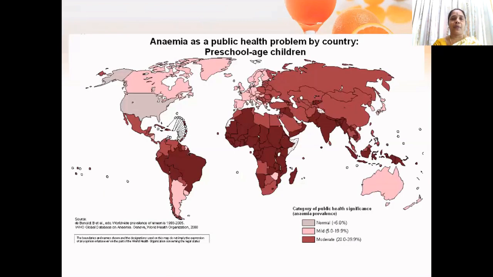This map shows the presence of anemia among preschool-aged children across the globe. Because it is occurring in all the countries, it is called a public health problem. Those countries that are colored dark have more incidences of anemia when compared to those that are colored light.